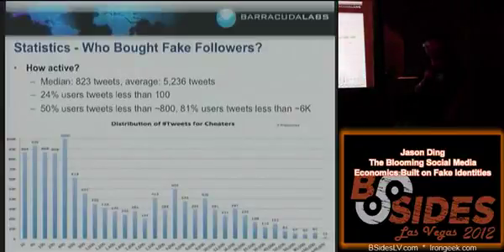And how active they are, like how many tweets they have already tweeted. The median number is about 800 tweets. So they did not just create a new account and buy followers. They already tweet a lot of stuff. 50% of them have less than about 800 tweets, and 81% of them have around 6,000 tweets.